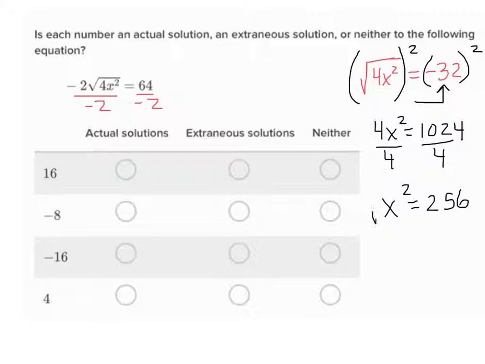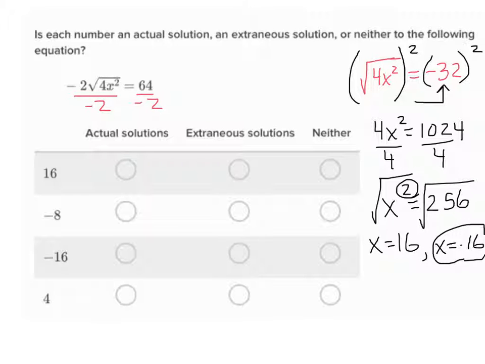And then I'm going to take the square root of both sides. That's what I'll do to get rid of this squared. And I have x equals 16. And the square root of 256 is not just 16, it's also what? So I have x equals -16. Very good. So there are my 2 answers. Now, I need to figure out, are 16 and -16 actual solutions, extraneous, or neither?